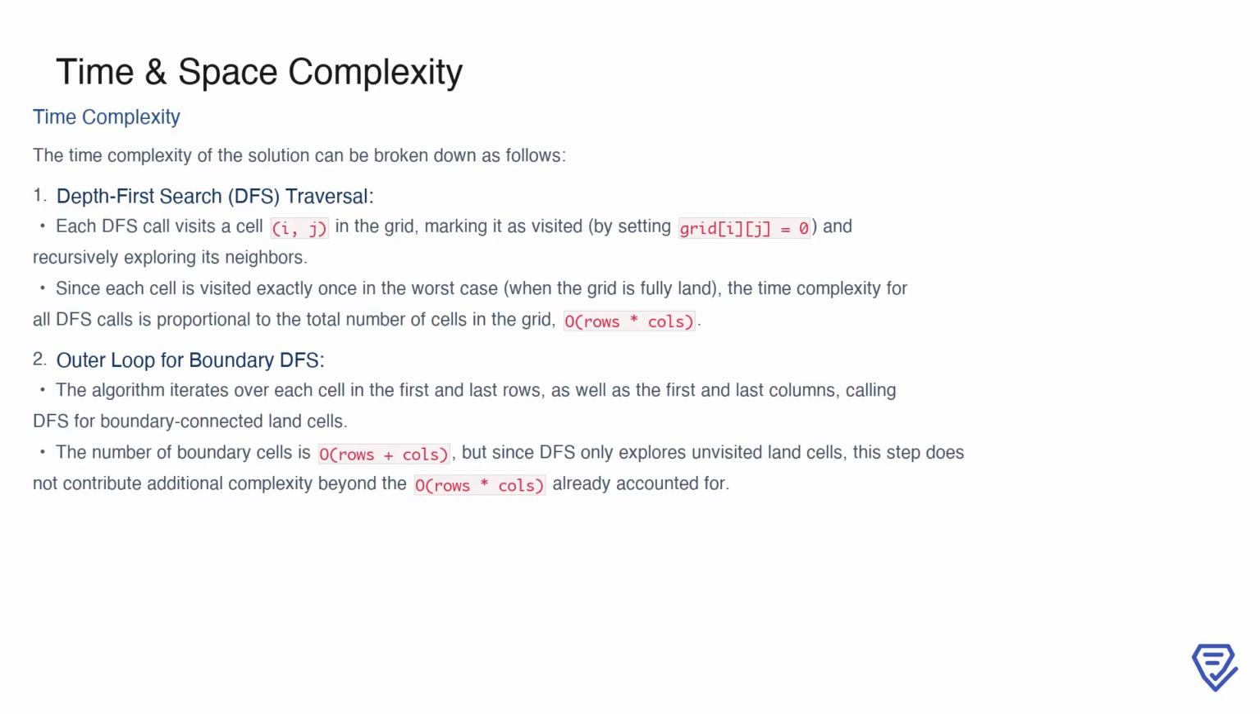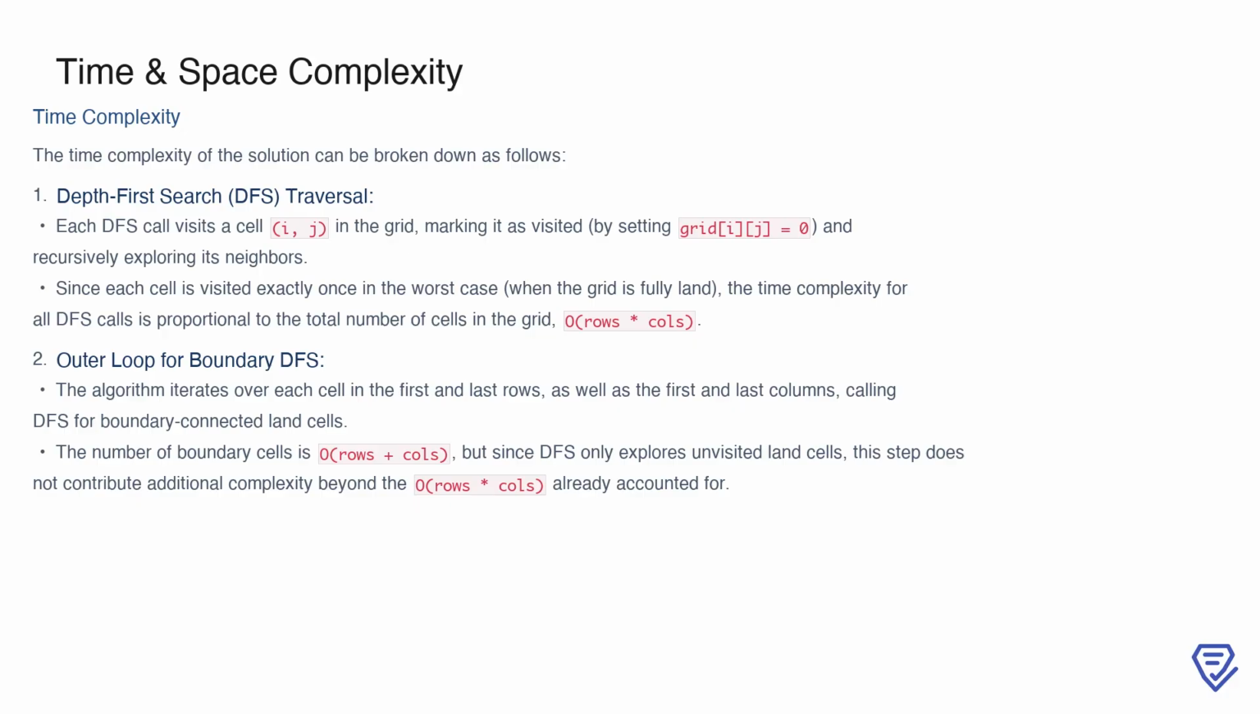To analyze the time complexity of this solution, we start with the depth-first search, or DFS, traversal. During a DFS call, the algorithm visits a cell, marks it as visited by setting its value to 0, and recursively explores its unvisited neighbors. Since each cell in the grid is visited exactly once in the worst-case scenario, where the entire grid consists of land cells, the total time complexity of all DFS calls is proportional to the total number of cells in the grid, which is O(rows * cols).